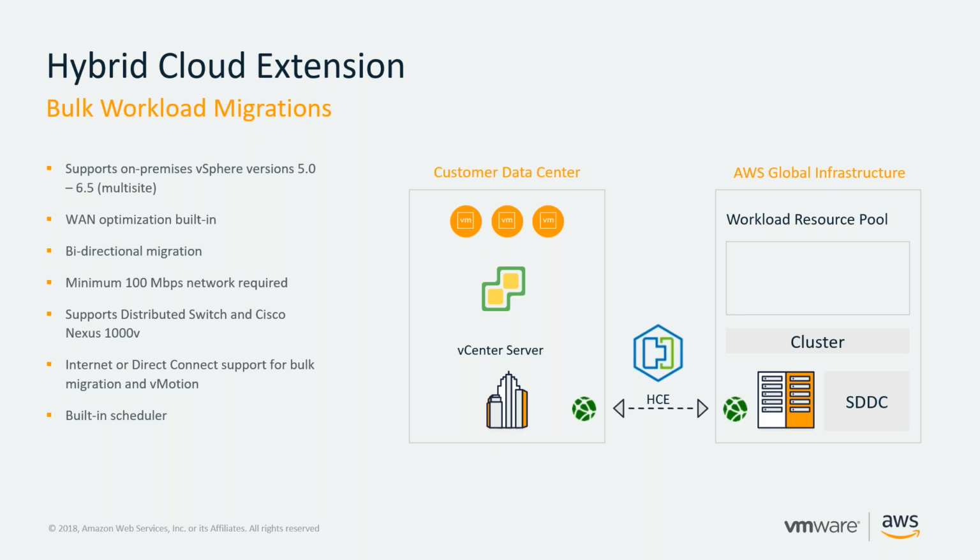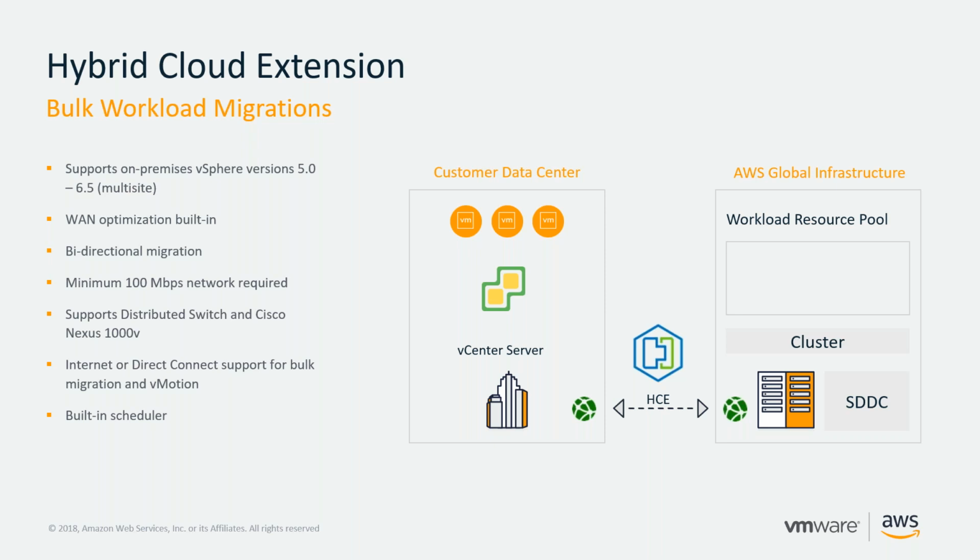Another interesting option available to customers is Hybrid Cloud Extension. This allows for bulk workload migrations to take place. For example, if you're not at version 6.5 for your vCenter Server Appliance, you might think you don't even have an option to migrate your VMs, but that's wrong. You can leverage Hybrid Cloud Extension, which supports on-premises vSphere versions 5.0 and above.